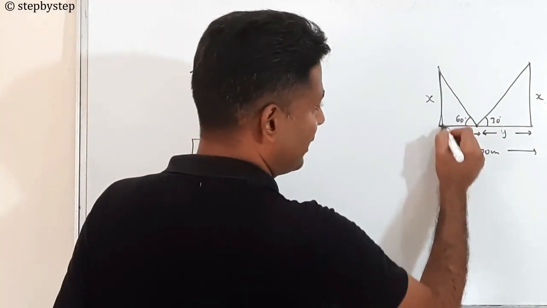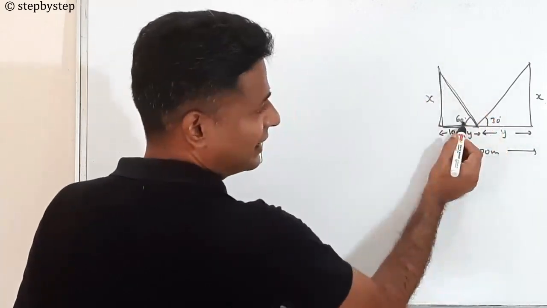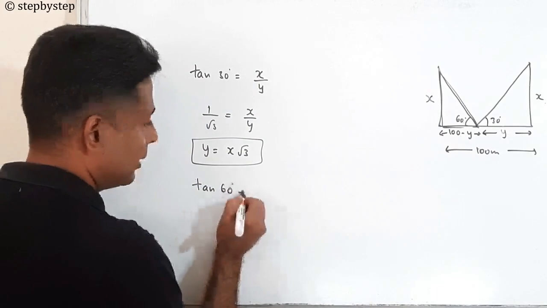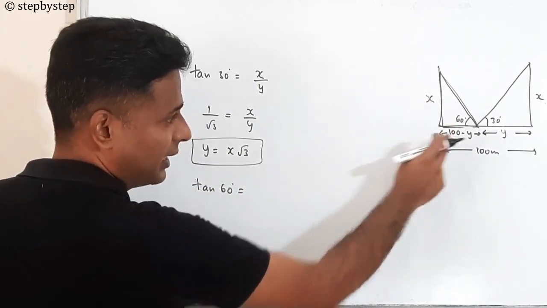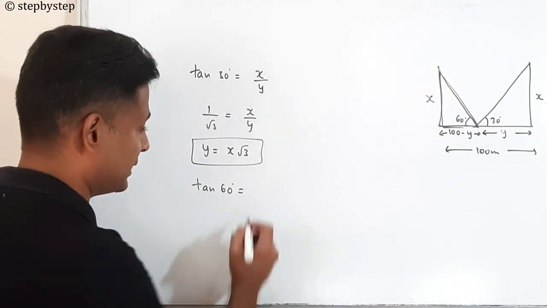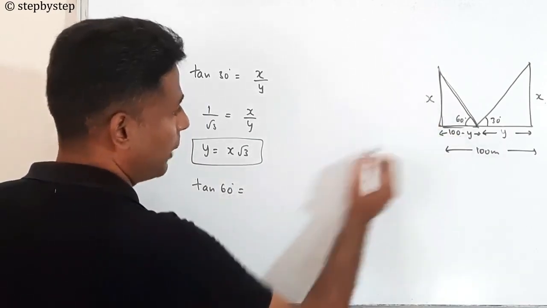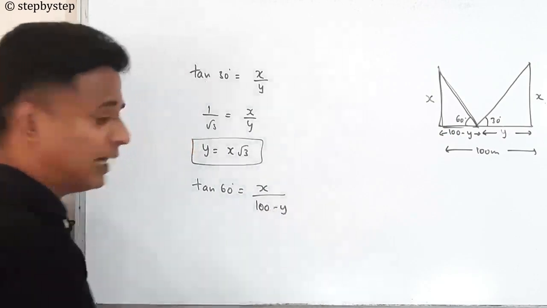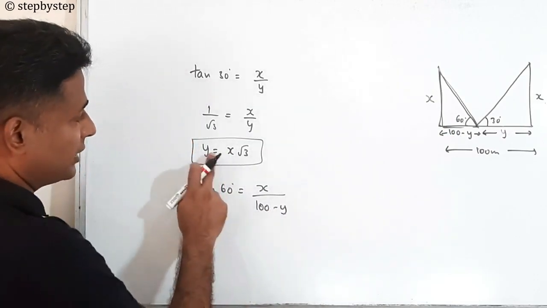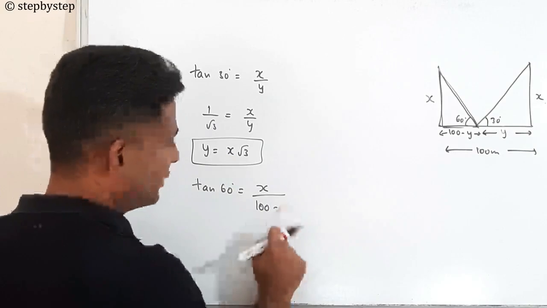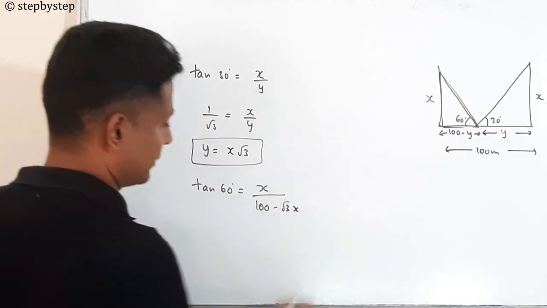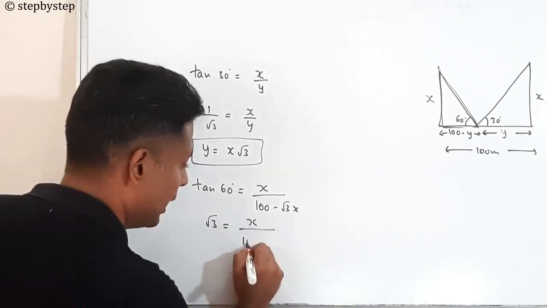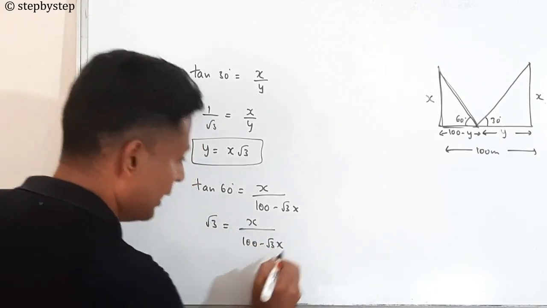Now using the second triangle, what do we have? Again tan 60 is given, opposite and adjacent. So you will be using tan 60. So tan 60 equals x by the adjacent side, that is 100 minus y. But instead of y I can put it as x root 3, or root 3 x. Now what is tan 60? Root 3 equals x by 100 minus root 3 x.